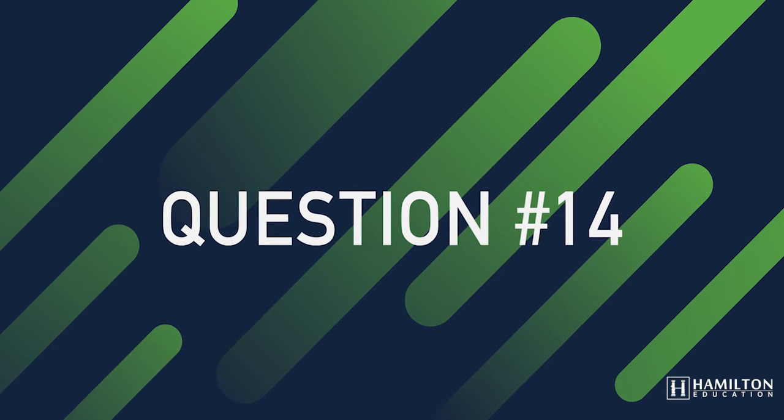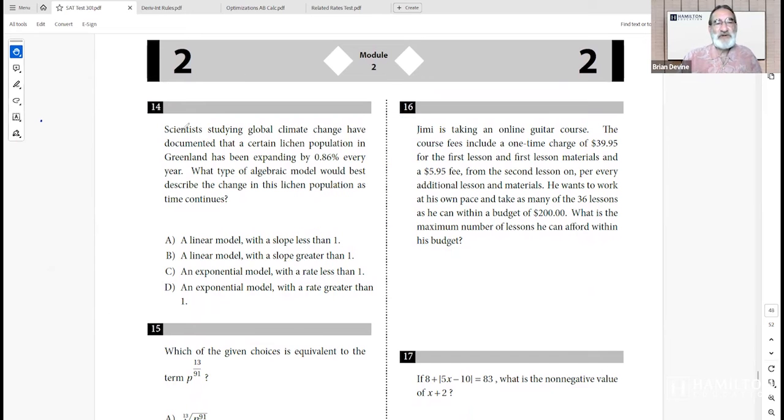Module 2, number 14. In Module 2, number 14, we have scientists studying global climate change who have documented that a certain lichen population in Greenland has been expanding by 0.8% every year. And so it's going up by a fixed percent every time unit, which means exponential. And I already said it's going up, so it has to be increasing.